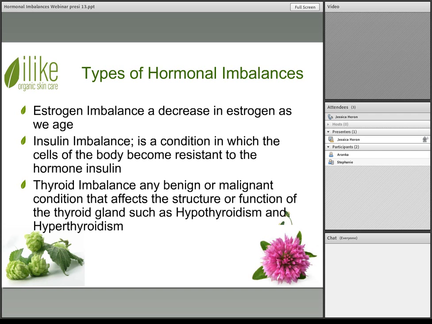So when the thyroid produces too much, which is hyperthyroidism, the body uses energy faster than it should. And when the thyroid gland doesn't produce enough, the body uses energy at a slower pace than it should, which is hypothyroidism. So we're going to take a look at all three of these types of hormonal imbalances, the symptoms, and also kind of the causes, of course, and then what the skin condition symptoms can look like.